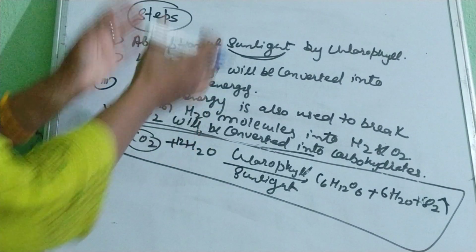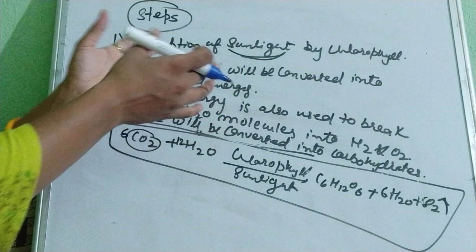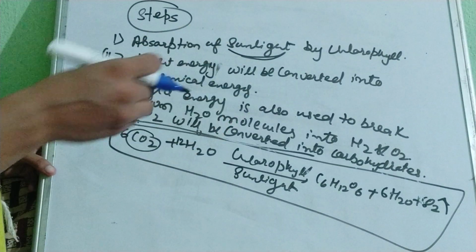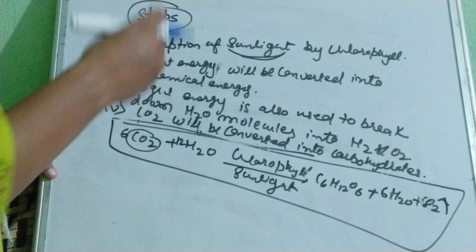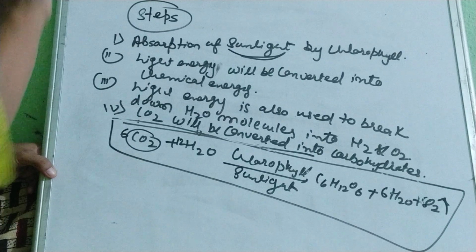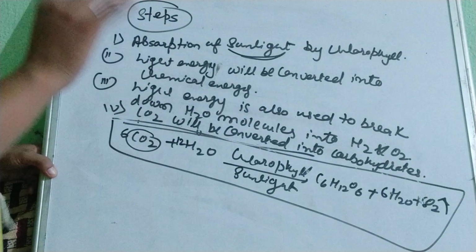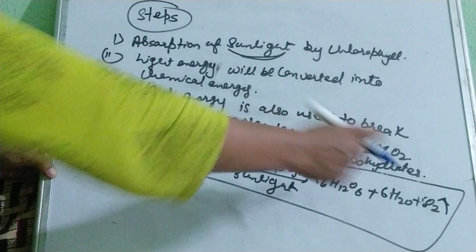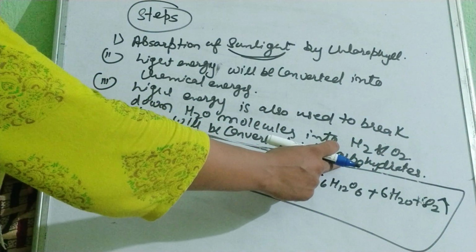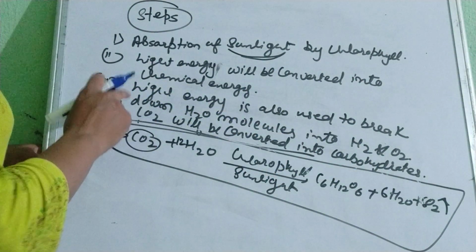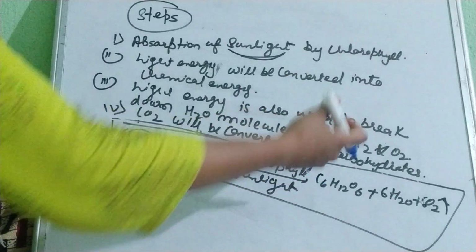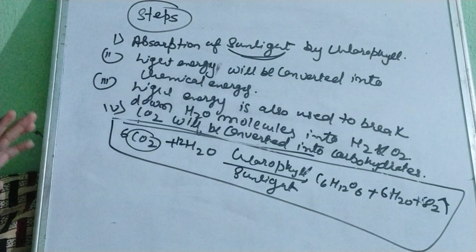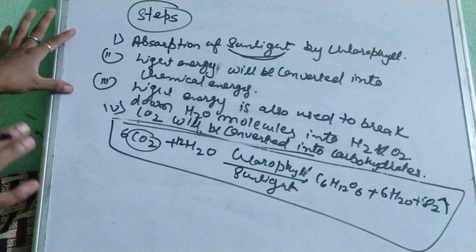Actually, there are reactions you will read further in the next classes: the light reaction as well as the dark reaction. In the light reaction, hydrogen ions are produced, and the hydrogen is utilized by the CO2 and converted into carbohydrate. So remember that CO2 is finally converted into carbohydrate. Clear? These are very important, you have to remember.